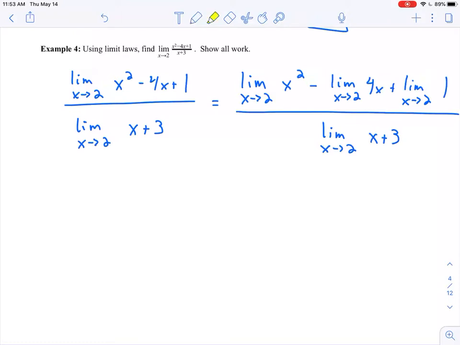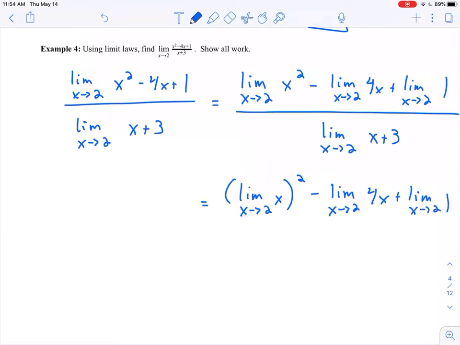So again, I look at this term right here, x squared. It's still a problem here, so I need to use my power rule here. Let's carry that limit to the inside of the power, so I'll have limit as x approaches 2 of x, this guy squared, minus here, if you wanted to factor the 4, you can factor that out. You don't necessarily have to. I don't think it's necessary. I think I'll just leave it here. Limit as x approaches 2 of 4x plus limit as x approaches 2 of 1 all over limit as x approaches 2 of x plus 3.